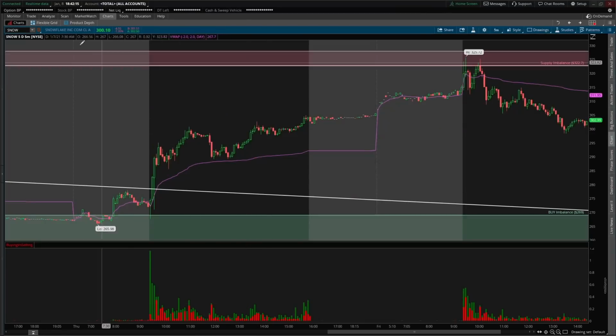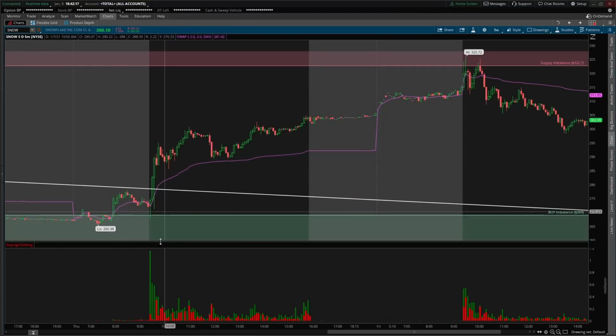Next example is on ticker SNO. This is a trade that I took with supply and demand confluent with a very simple volume analysis.